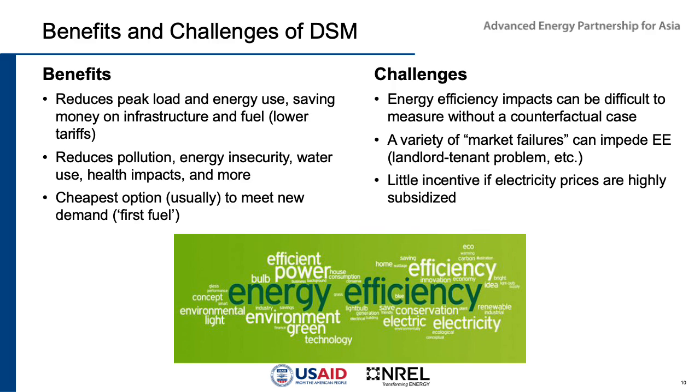Some of the benefits, as I've noted earlier, are that DSM reduces peak load and energy use, which saves money on infrastructure and fuel, and that results in lower tariffs for consumers as well. DSM can also reduce pollution, energy insecurity, water use, health impacts, and more. DSM is typically referred to as the first fuel, as we noted earlier, because it can help match supply and demand at the lowest cost.